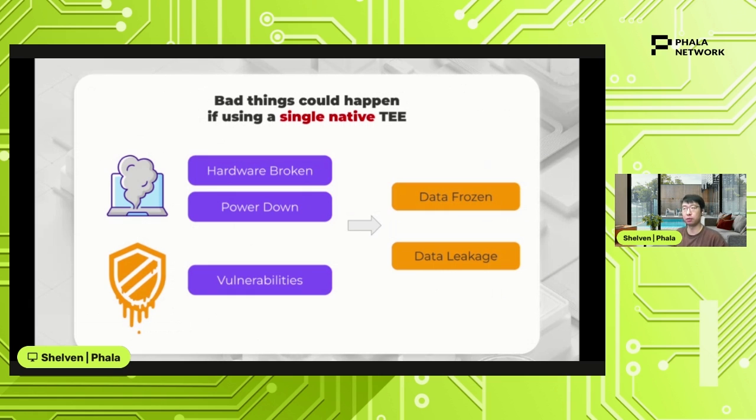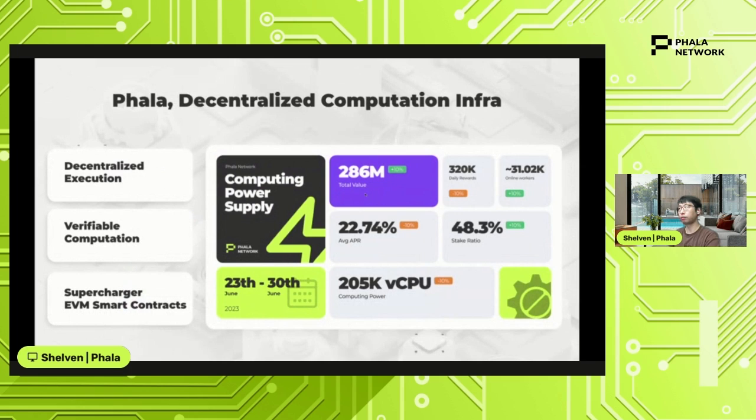So this is the first problem. And the second problem is the vulnerabilities. All these vulnerabilities can undermine the confidentiality and integrity promises from the TEE. So this can cause potential data leakage if you are running something inside a TEE. Both of these problems cannot be simply ignored, so we have to treat them carefully. So this will be the problem if you try to run a TEE yourself.